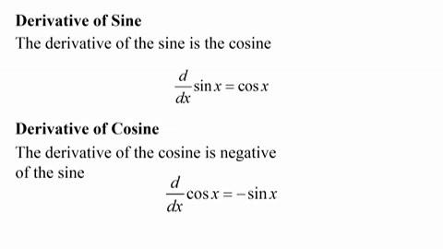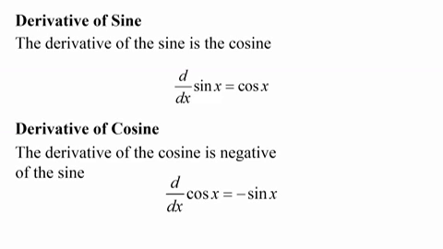Let's look at some formulas. Derivative of sine. The derivative of sine is the cosine. Derivative of cosine. The derivative of the cosine is negative of the sine.